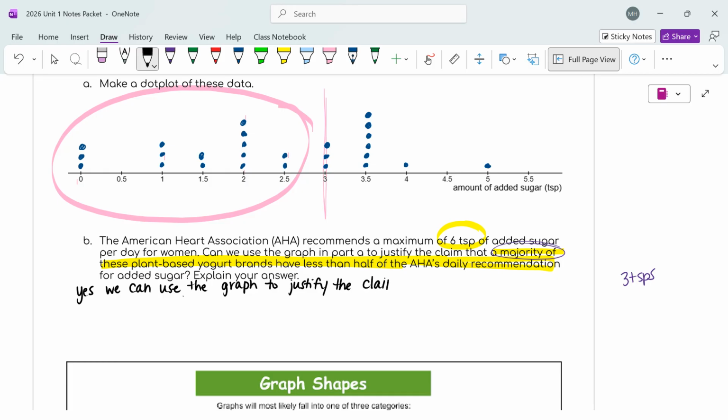So number 1, we are answering the question. The question is, can it? The answer is yes. Now we need to justify that. Well, first we have to say that half of the AHA's recommendation would be 3 teaspoons.